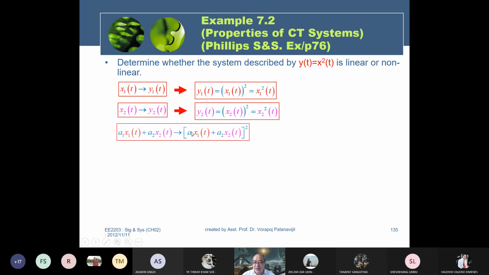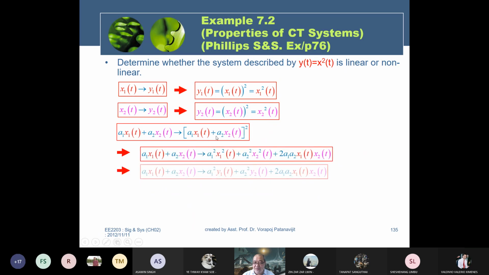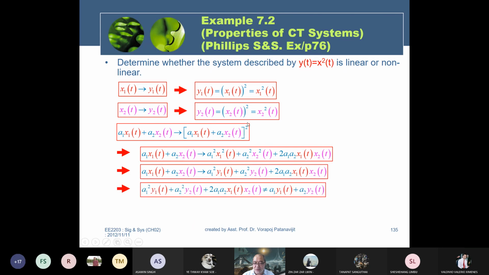Now you feed x1 plus x2 squared. From the quadratic expansion, you already know (x1 plus x2) squared gives you x1 squared, x2 squared, and 2x1x2. From this equation, you can see that x1 squared gives you y1, and x2 squared gives you y2.